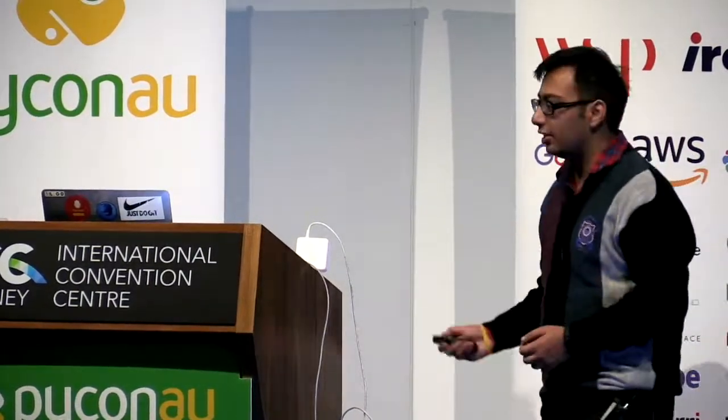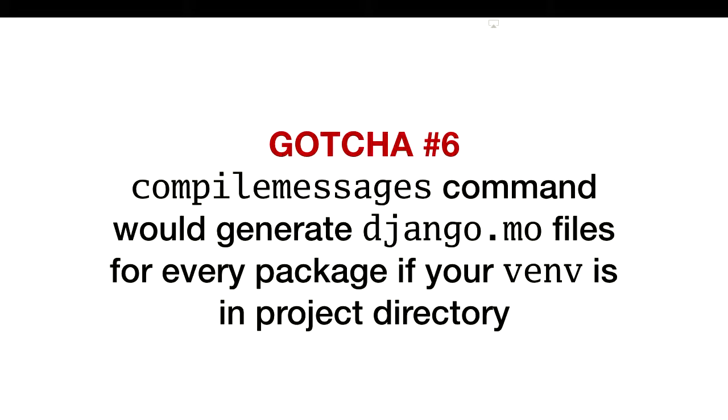So another gotcha. The compilemessages command would generate django.mo files for every package if your venv is in your project directory. Now it would really hurt you bad. Because what happened with me is, as soon as I ran this particular command, it tried to generate django.mo files for every package, and then I realized there were certain errors with packages. And I was wondering, okay, why is it failing? And then I realized it's not my code, but it was some other library that was breaking.